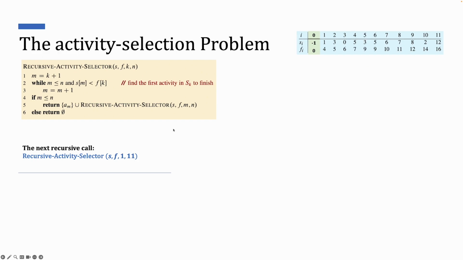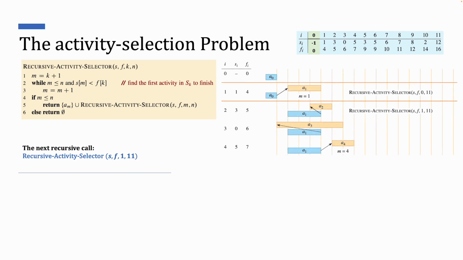Our second recursive call is now with k equal to 1. That means we look into all activities starting from the second activity, looking for the first compatible activity. So we start with a2. Is a2 compatible with a1? The answer is no, so we continue our search through line numbers 2 and 3. We look at a3 now. Is a3 compatible with a1? The answer is no, and we move to a4, and finally we found something that is actually compatible.